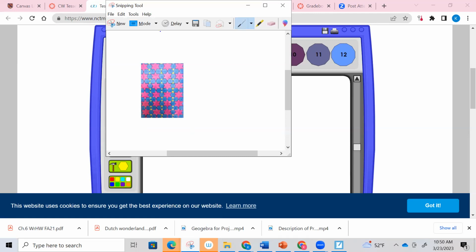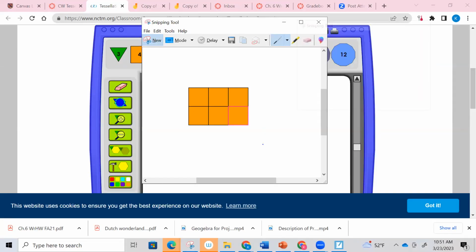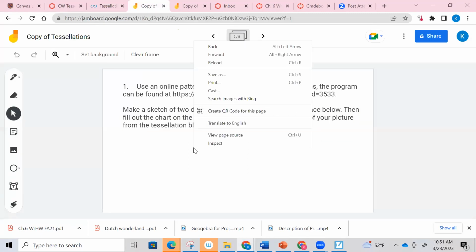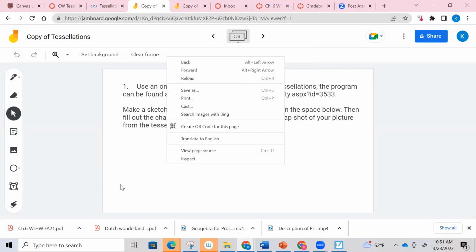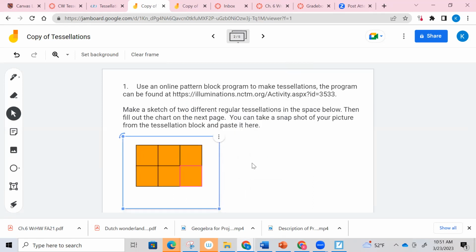And then you're going to take a snapshot of this and paste it into the Jamboard. So I use the snipping tool, which your computer should have. If you just search snipping, and then you can click new and then highlight it and then go back to the Jamboard and paste it. So you have to paste 2 on here. Okay, so I do Control V on my computer. I don't know what it is for a Mac. So you're going to paste 2 different tessellations on this page.